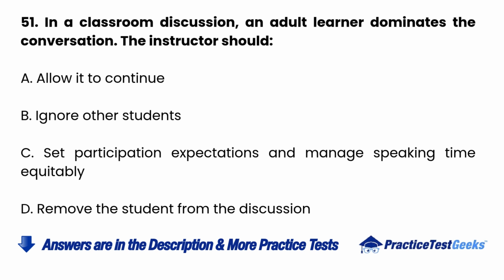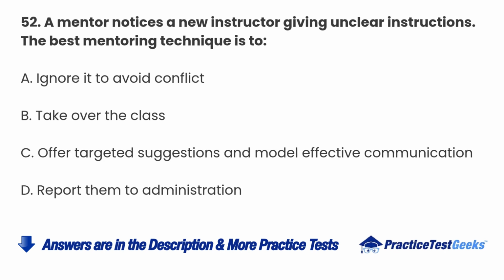51. In a classroom discussion, an adult learner dominates the conversation. The instructor should A. Allow it to continue. B. Ignore other students. C. Set participation expectations and manage speaking time equitably. D. Remove the student from the discussion.